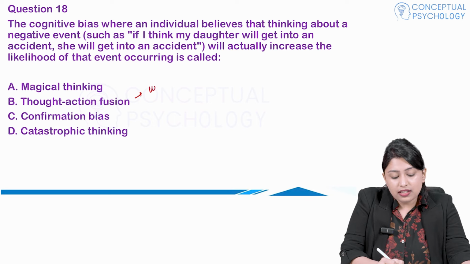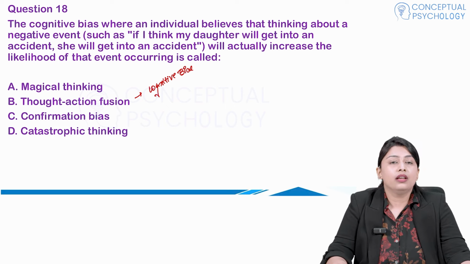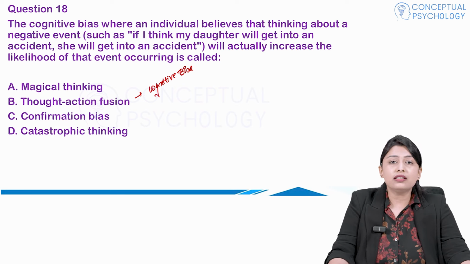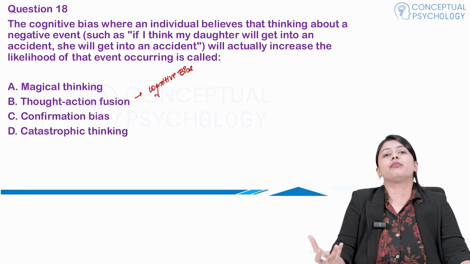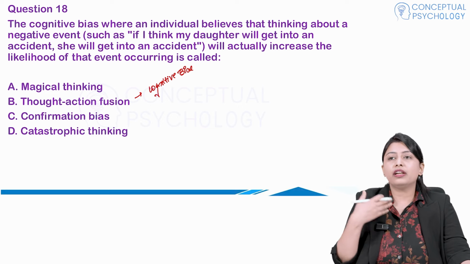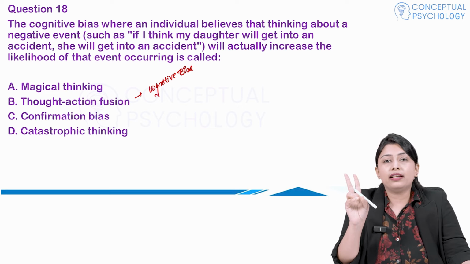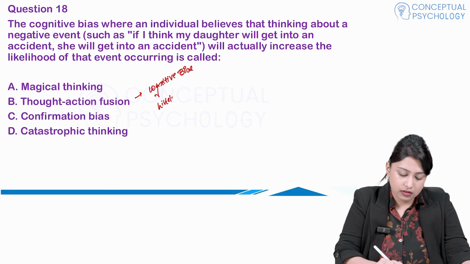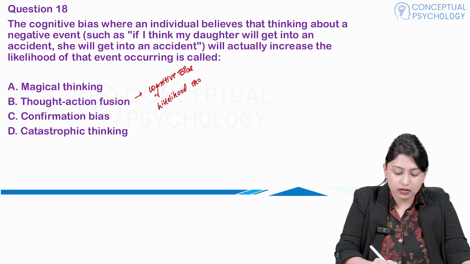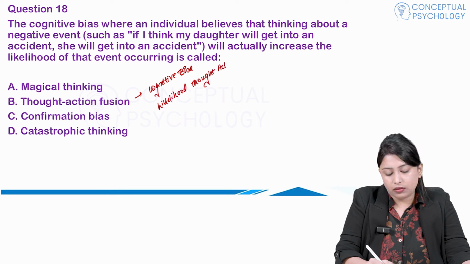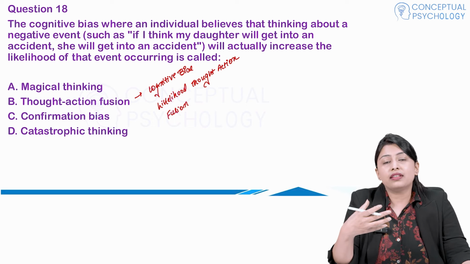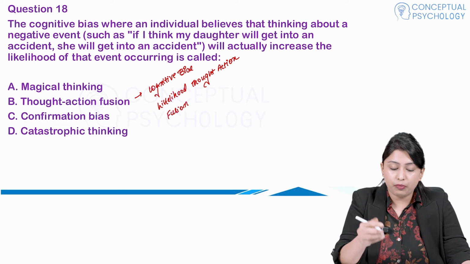Thought action fusion is a cognitive bias. Here the individuals believe that their thoughts can directly influence external events, or that thinking about something increases the probability of it happening. I thought of it, it might happen. So there are two main kinds of this. One is the likelihood thought action fusion, where a person believes that thinking about a negative event increases its probability of occurring.